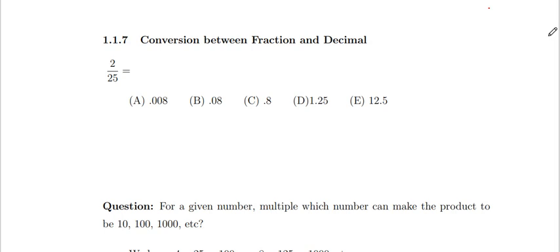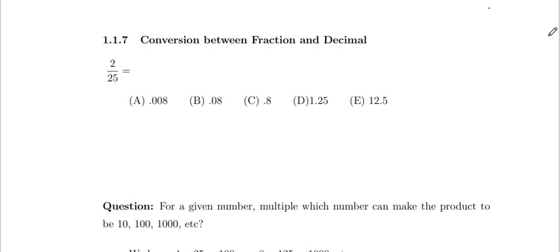Okay, so for numbers, we have fractions and decimals. Sometimes we need to convert a fraction to a decimal, and sometimes we need to convert a decimal to a fraction. So how can we do that? Take 2 over 25. We want to convert this fraction to a decimal. So how can we do that?